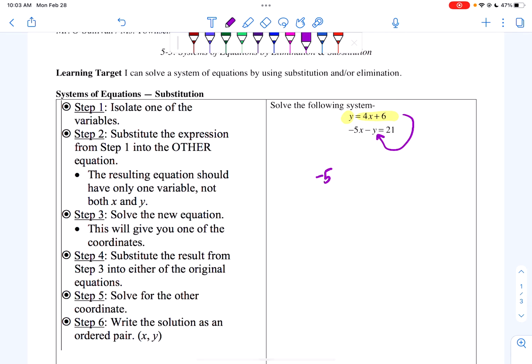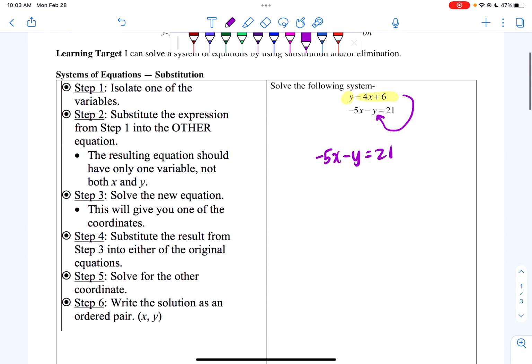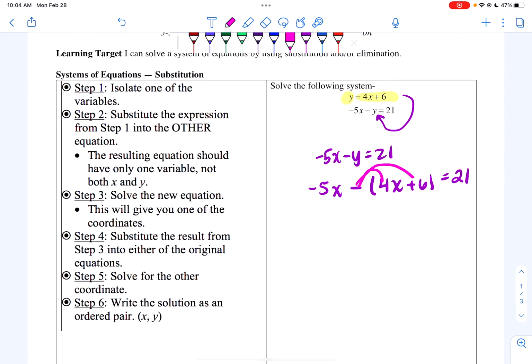So I have negative 5x minus y equals 21. Everywhere I see a y, I'm going to substitute that 4x plus 6. So I have negative 5x minus parenthesis 4x plus 6 equals 21. Now, whenever you make a substitution, make sure you put it in parentheses. So now I'm going to distribute that negative to each term on the inside. So I have negative 5x minus 4x minus 6 equals 21.